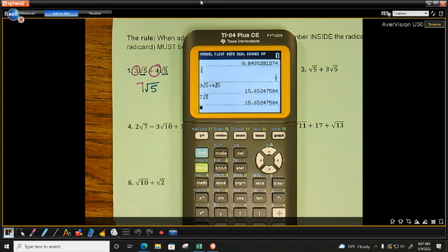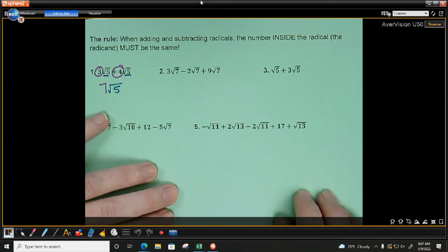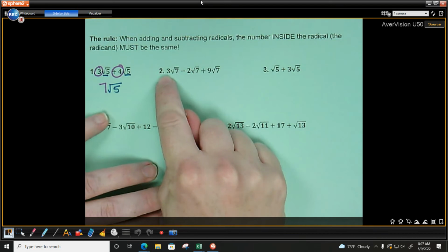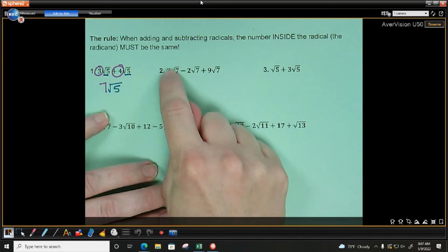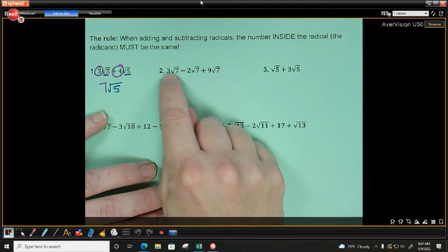Next one. Now I have 3 terms. Because this is a coefficient, that's your radical, it's glued together, that's one term. Remember, terms are separated by addition and subtraction signs. There's no addition or subtraction sign between the 3 and the square root of 7, so this is all one term. This is all one term. This is all one term.